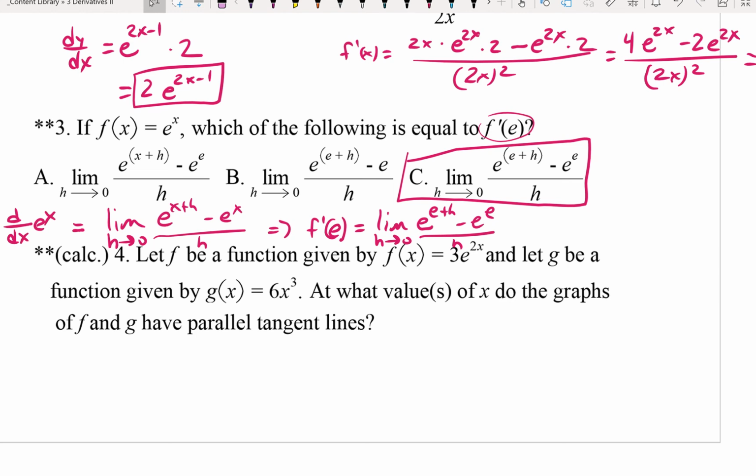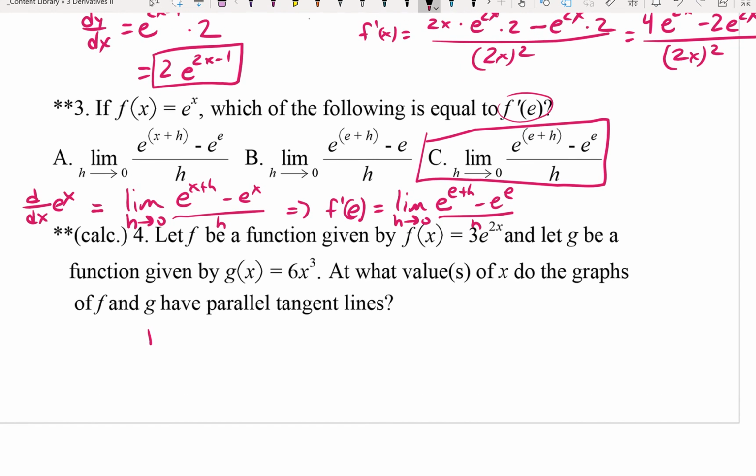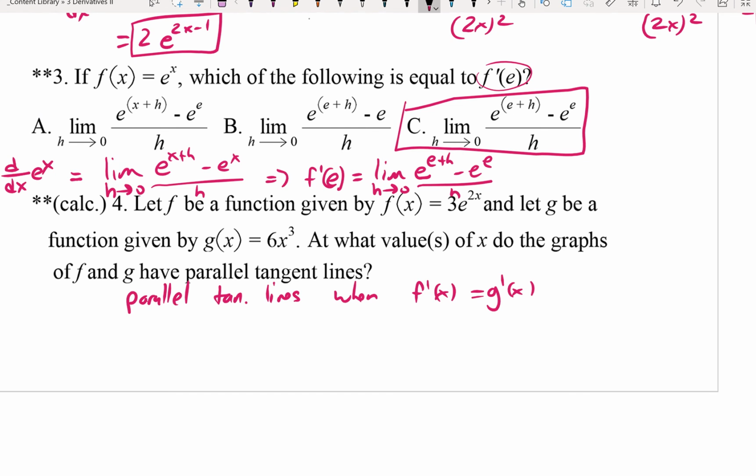All right, then the last one here, let f be a function given by f of x equals 3e to the 2x, and let g be a function given by g of x is 6x cubed. At what values of x do the graphs of f and g have parallel tangent lines? Parallel tangent lines are going to occur when the derivatives are equal to each other. So let's figure out what makes these derivatives equal to each other. Let's start by finding the derivatives. Derivative of f is 3e to the 2x times 2. The derivative of g, 18x squared. So what I'm looking for is what makes 6e to the 2x equal to 18x squared.